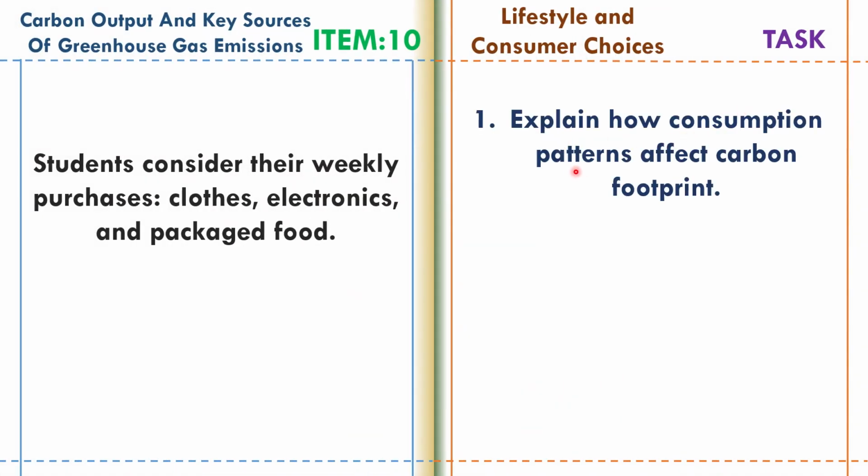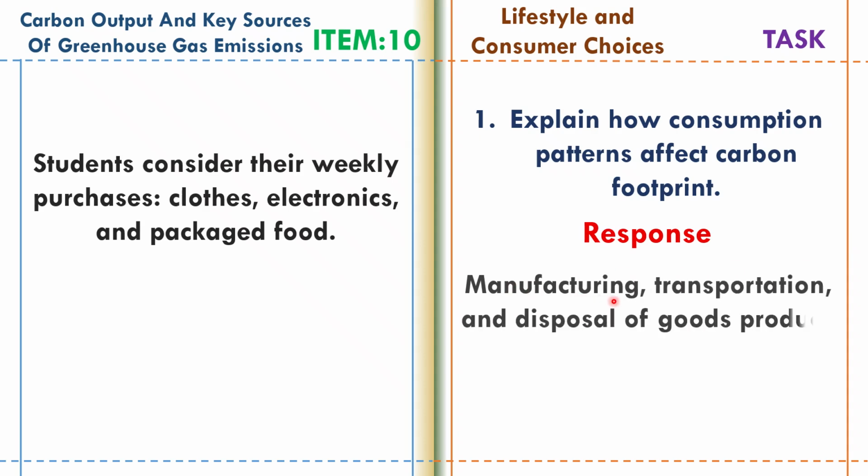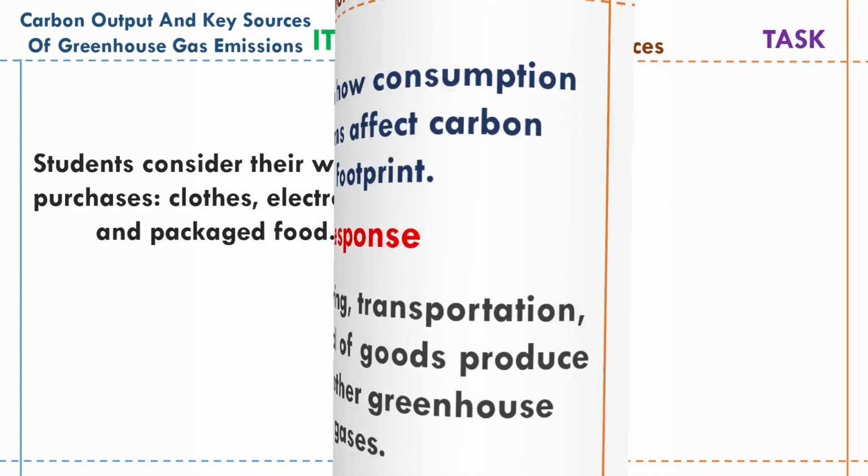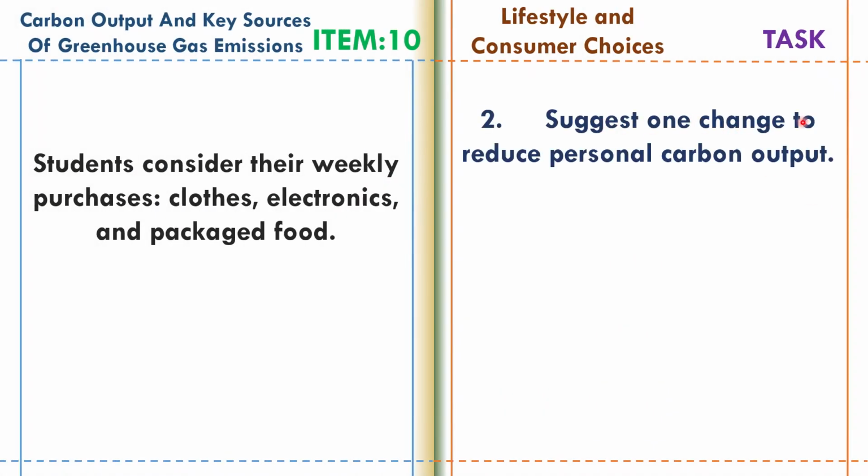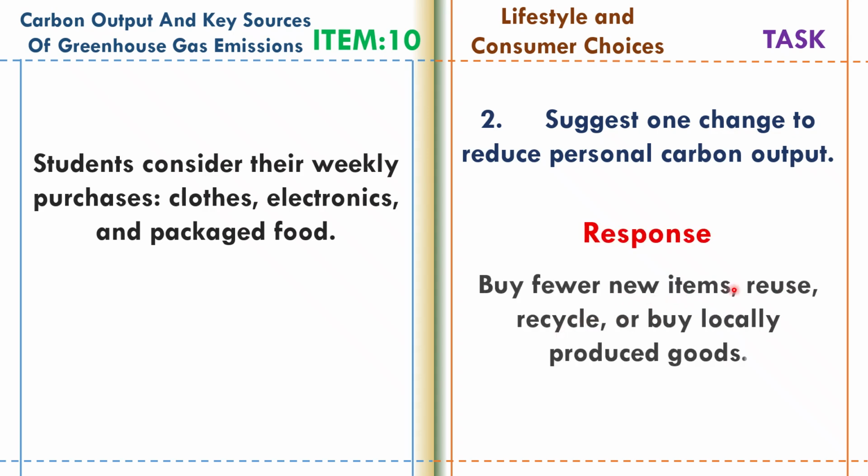Explain how consumption patterns affect carbon footprint. Manufacturing, transportation, and disposal of goods produce carbon dioxide and other greenhouse gases. Suggest 1 change to reduce personal carbon output. Buy fewer new items. Reuse, recycle, or buy locally produced goods.